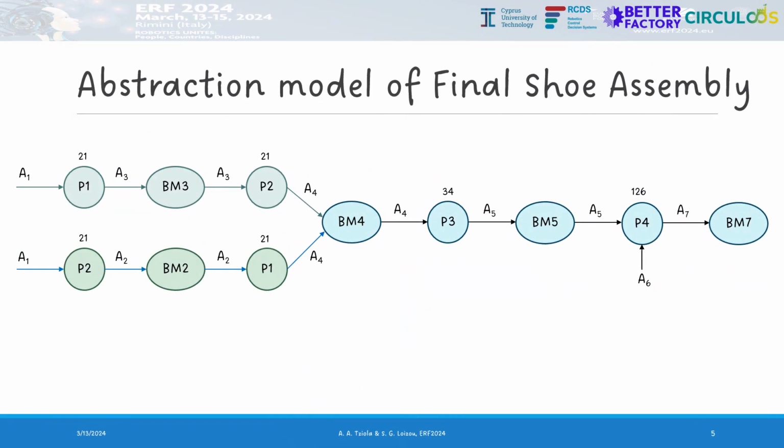We construct the abstraction of the final assembly workflow as illustrated in this diagram, where the nodes represent the buffer zones and the processes with their temporal costs, whereas the arrows indicate the input-output products of each process and buffer zone.